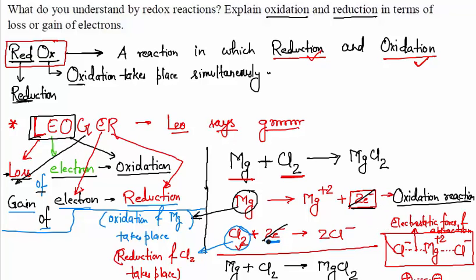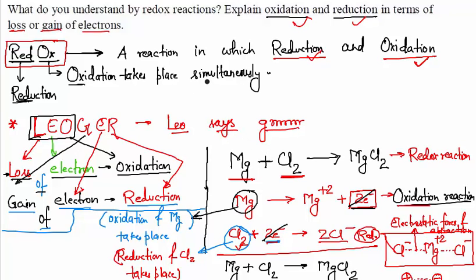So this is your oxidation reaction. Here chlorine is gaining electrons, forming Cl minus. It is your reduction reaction. And this oxidation and reduction reaction combine and give you the overall reaction, and that's why this particular reaction is your redox reaction. I hope you understand this concept, what is redox reaction, and what is oxidation and reduction in terms of loss or gain of electron.